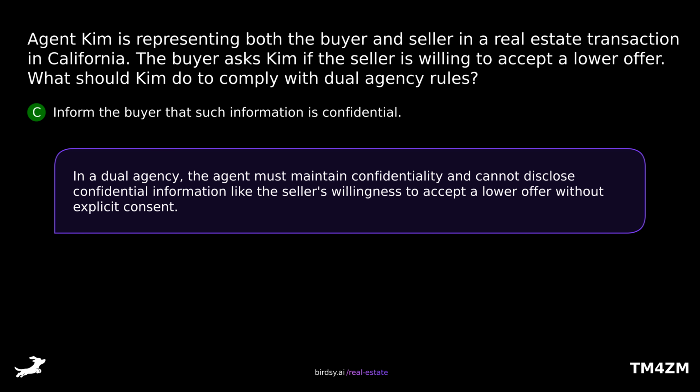In a dual agency, the agent must maintain confidentiality and cannot disclose confidential information, like the seller's willingness to accept a lower offer without explicit consent.